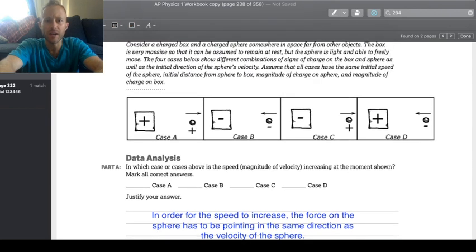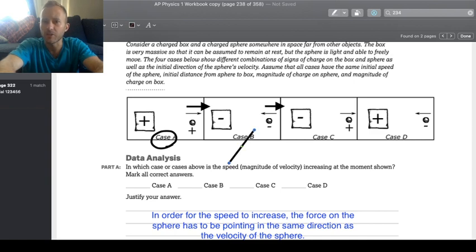If we look at case A, the force is a repulsive force because they're both positive charges. So the force is going to be in this direction, which is the same direction as the velocity. Okay? So this one is going to be increasing the velocity. Here we have 2 negatives, and so the force is repulsive. We can see the velocity is to the left, but the force is to the right. So this one is going to be slowing down, so that one's out.